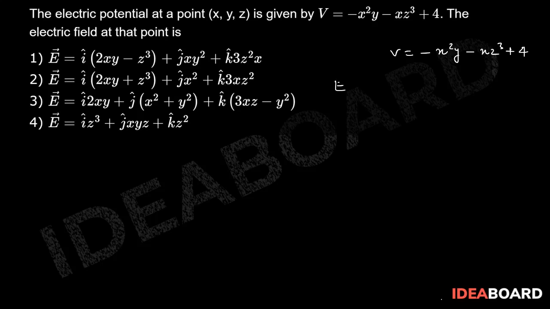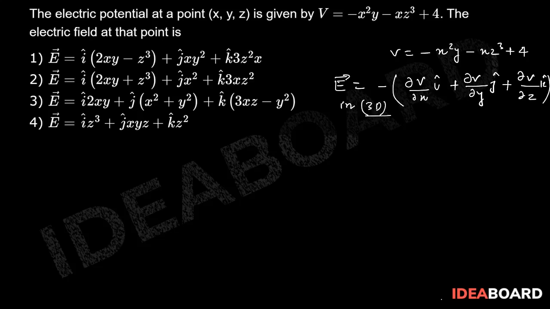We know that the electric field is equal to minus (∂V/∂x î + ∂V/∂y ĵ + ∂V/∂z k̂). So this is the electric field in 3D, in three dimensions. So now we need to find the value of ∂V/∂x. So ∂/∂x of (-x²y - xz³ + 4).